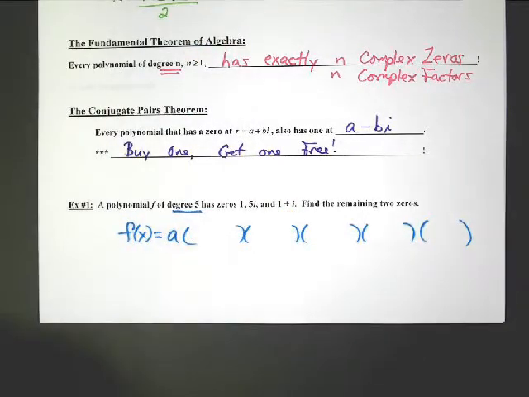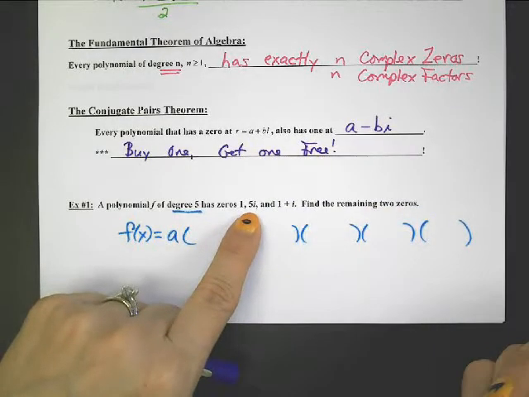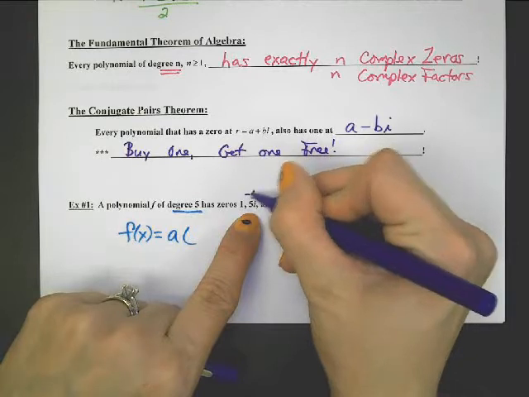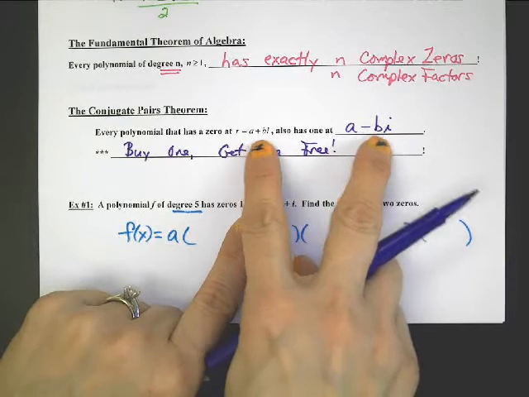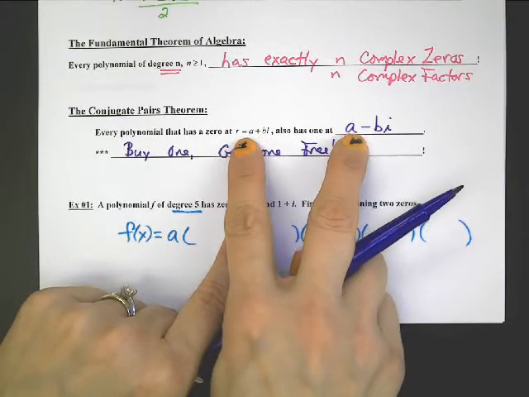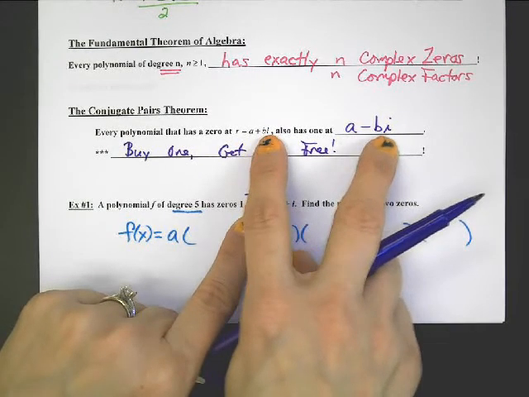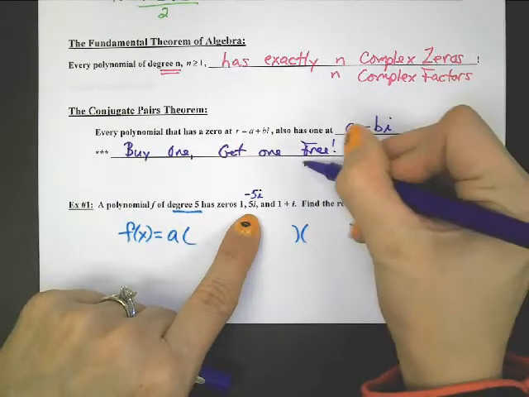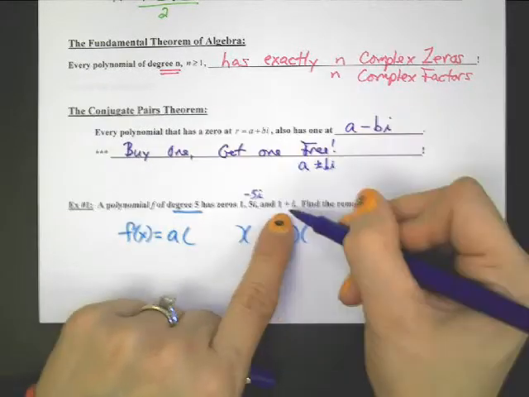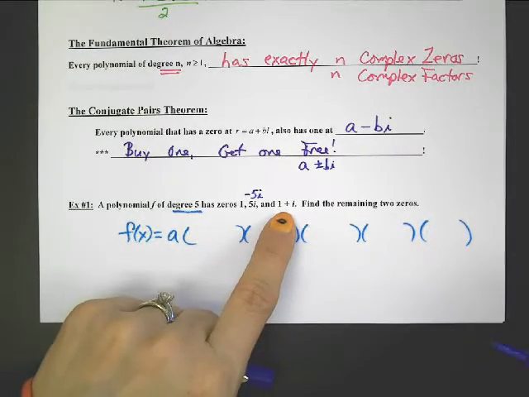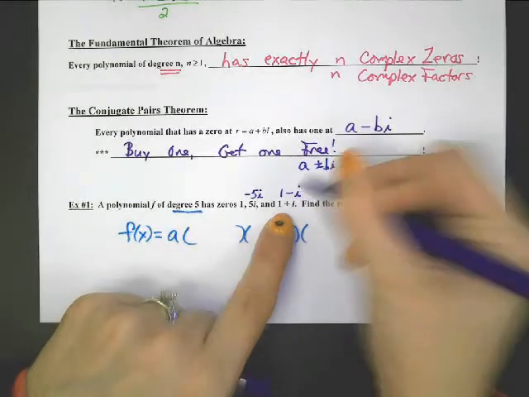Alright, so if you take a look at the buy one, get one free, if they told you 5i, there's automatically one at negative 5i. So hang on a second here. Which part do you change to the opposite? Is it the real part, or is it the imaginary part? It's the imaginary part that's plus minus. Remember this looks like a plus or minus bi, so you change the imaginary part. Here's 1 plus i. Buy one, get one free, there's automatically one at 1 minus i.